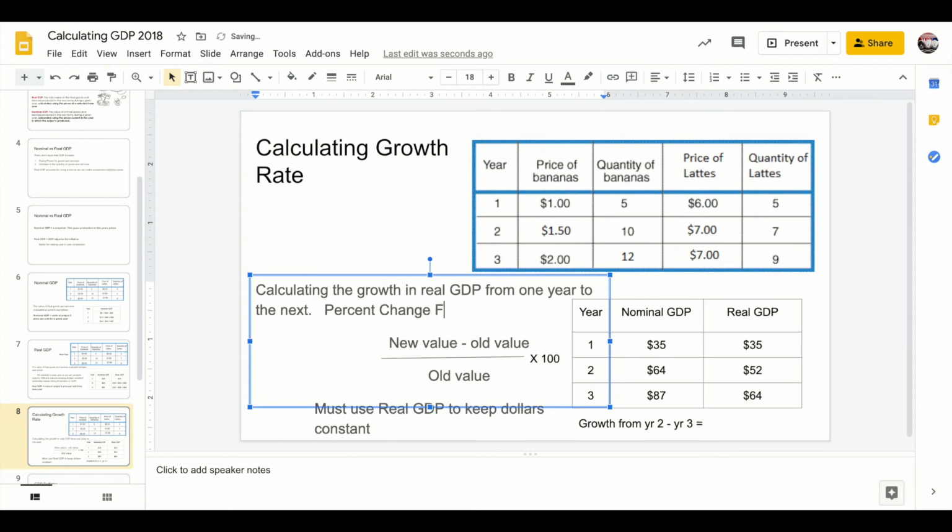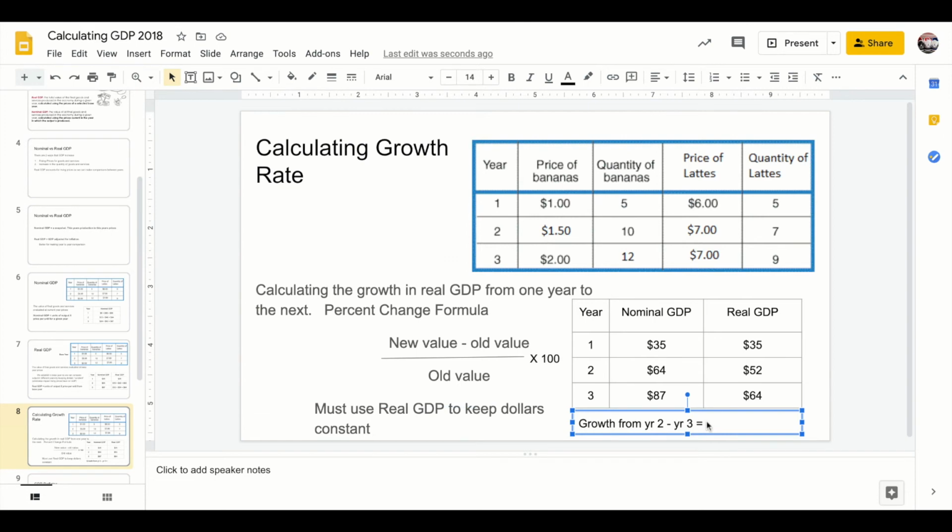Percent change formula. And it's just like this. You take the new value minus the old value divided by the old value times 100. And what we're going to do here, let's go ahead and see what our percent change, or what our growth rate, was between year two and year three.